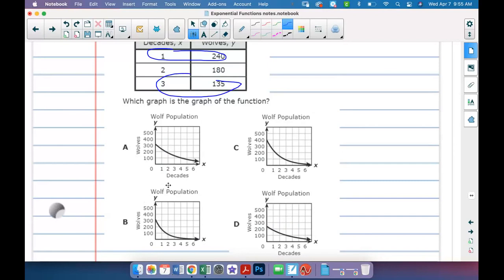3, 135, 3. Oh, I could already see the best answer. What do you guys think? Tell me in the chat box. Which one do you think is the best one? Yeah, very good, guys. A is correct. All right, let's go to the next page.